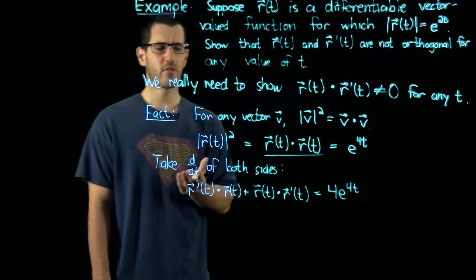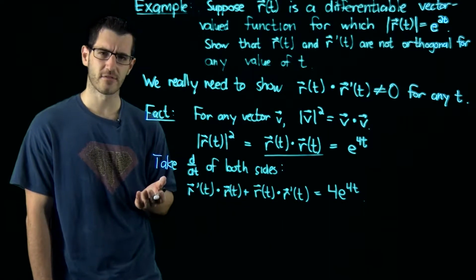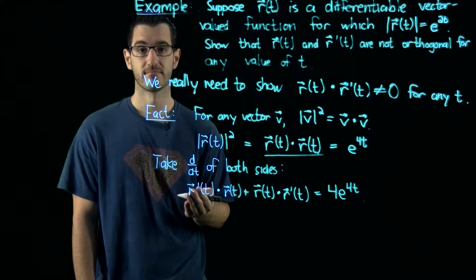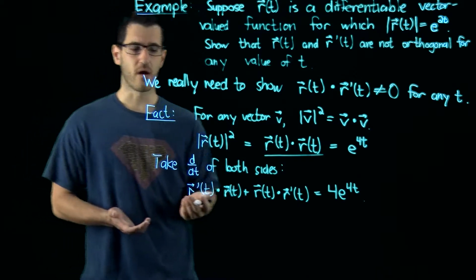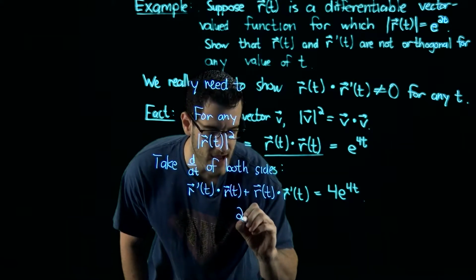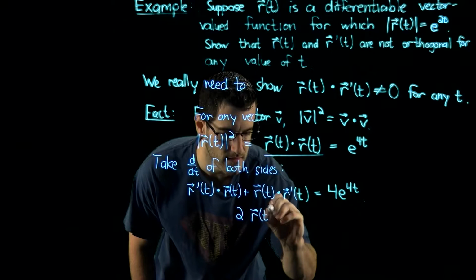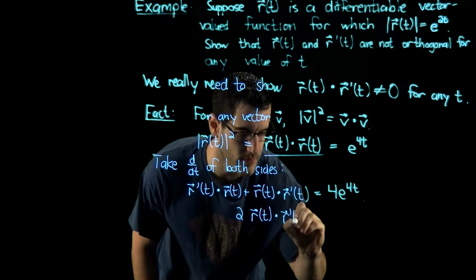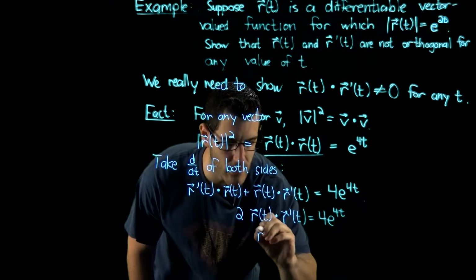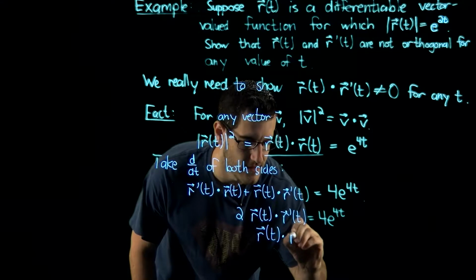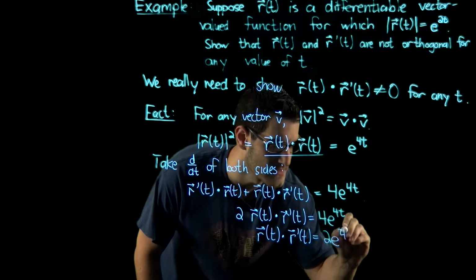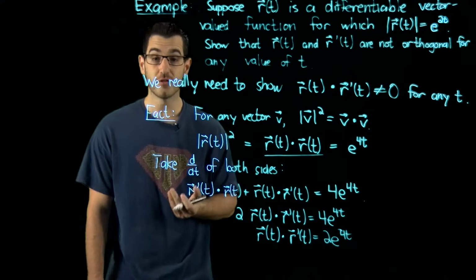Now when we look at this, what do we know about dot products? Or in other words, how does r prime dot r compare to r dot r prime? Well, hopefully you remember the dot product is symmetric. It doesn't matter what order we take them in. So this left-hand side here is actually just twice r of t dot r prime of t. The right-hand side, of course, is 4e to the 4t. And now if we divide both sides by 2 here, we see that no matter what t is, r dot r prime is 2 times e to the 4t.